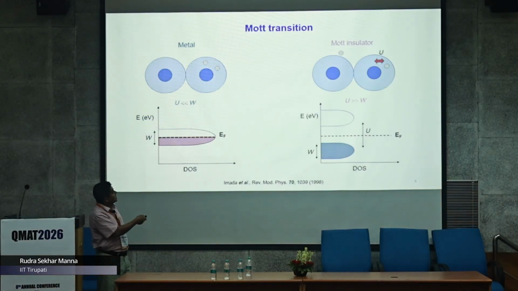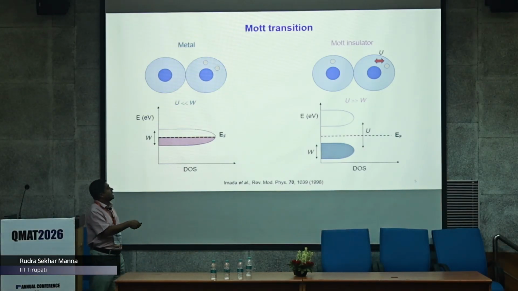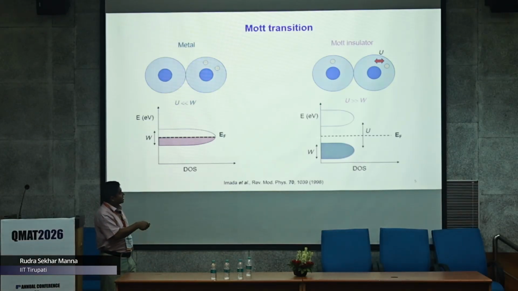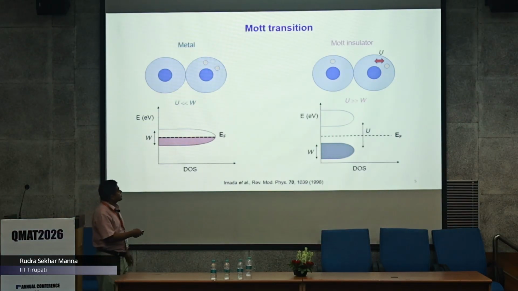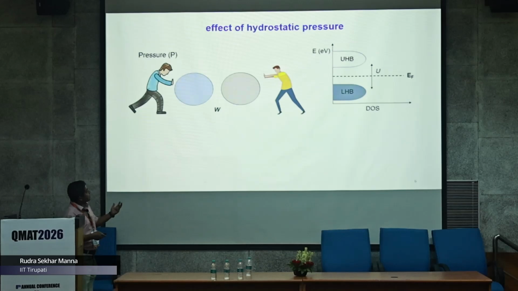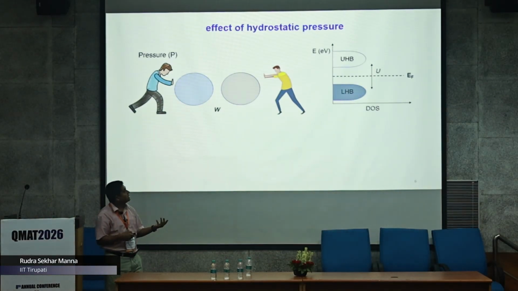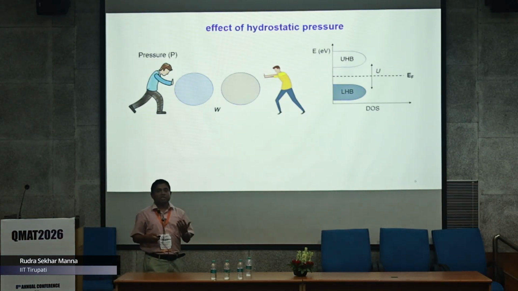However, if you add a Coulomb repulsion that is much stronger, so U is much bigger than W, the bandwidth, then you actually create a gap at the Fermi level, and that gap gives you an insulating ground state of the material. Okay. Now, let's say in a system where you start with a large U, the question is whether you can get this insulating state to a metallic state.